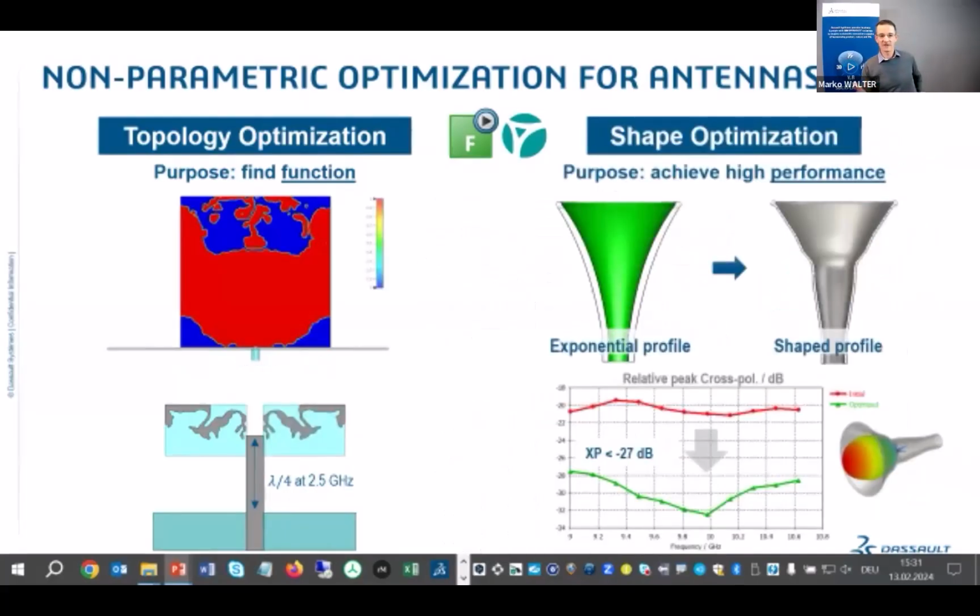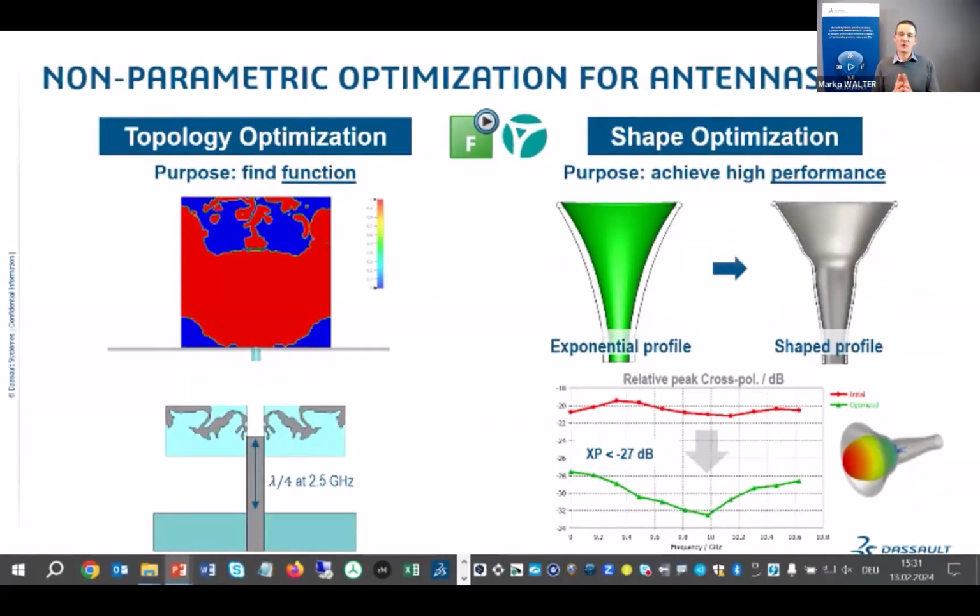This is a topic on its own in a way, because typically we would use this to really take an existing design and then tune it that little bit further to get really high performance. So for example, here we have a shaped horn, which started off with an exponential profile. And through shape optimization, we can shape its profile to optimize the cross polarization better. So a lot more details to come, and much more impressive examples, I think, as well, in Genesis' talk, which is coming up later.